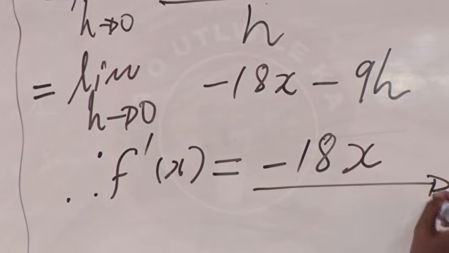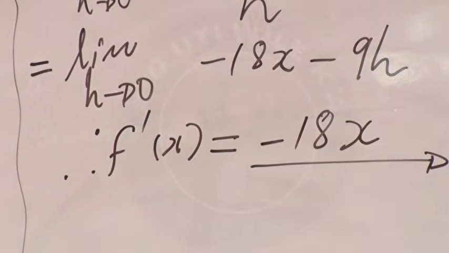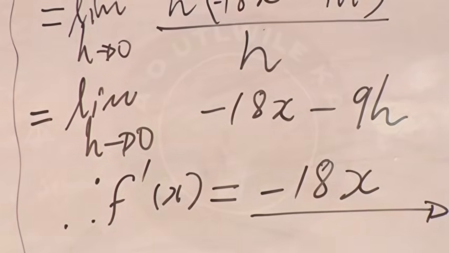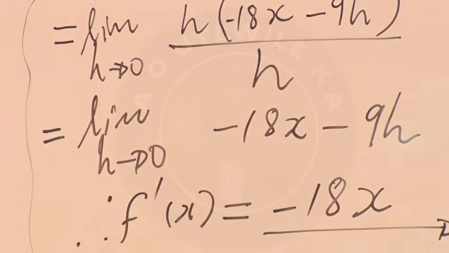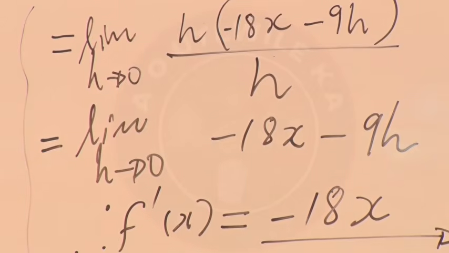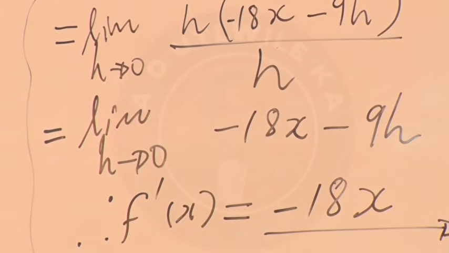Negative 18x. Candidate Tau, what happened to h, my girl? h approached 0. And then? It got eliminated. So, why didn't I substitute it? Because h is not equal to 0, it's approaching 0. Let's give her a hand.